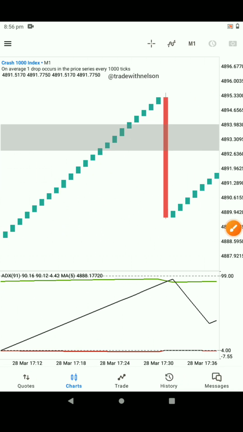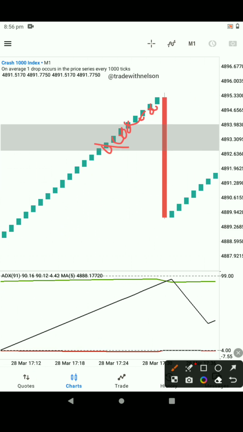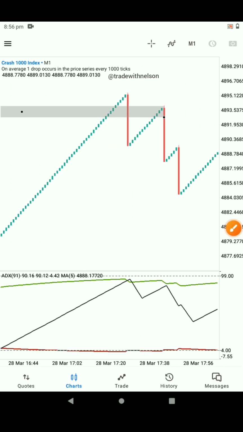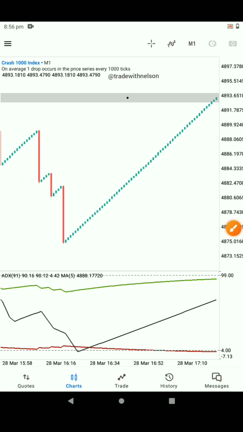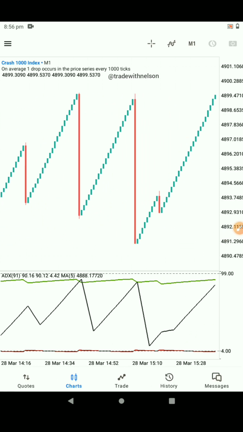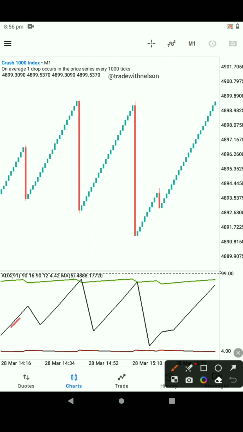So here you see, if you have your entry here, then at the next candle, you have a spike to the downside. So you are already in profit. Then if you wait for a while, you see the market spike again, then you can close your profit at this point. Also over here, if you look carefully, you see how the moving average enters into the green level, which is telling us the market is likely to spike.